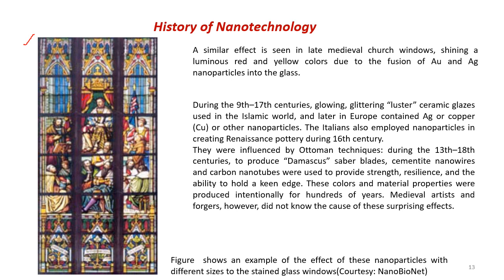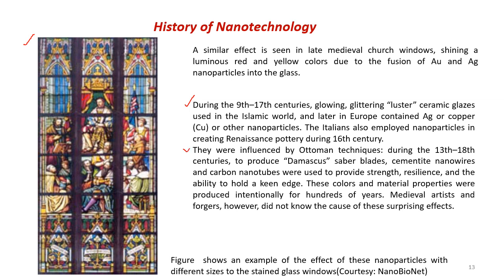It is also mentioned in literature that during the 9th to 17th century, glowing, glittering and lustrous ceramic glazes were used in the Islamic world, and later Europe also started to use them. They contained mainly silver and copper or other nanoparticles. The Italians also employed nanoparticles in creating Renaissance pottery during the 16th century.